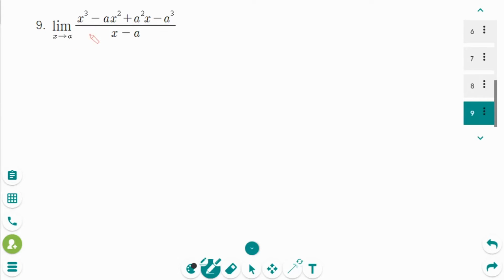This is the next question. There are two ways to solve. When x equals a, the numerator and denominator both become 0. So this creates the 0 over 0 form. This means that x minus a is the common factor. First, we can use synthetic division to solve. Understand that x is the variable and a is the constant. Copy the coefficients: 1, minus a, squared, minus a cubed.